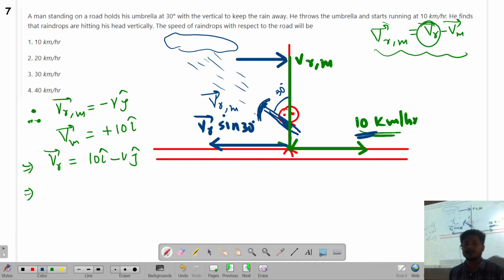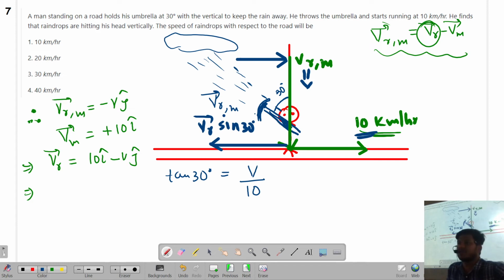What is given perfectly? Velocity of rain with respect to man is given vertically or not? Tell me yes or no. At what angle? 90 degrees, when the man starts to run at 10 km/h. Now I have considered this to be equal to V. Can I create a right angle triangle over here? I can write tan 30 degrees is equal to perpendicular, that is V, divided by base, how much?